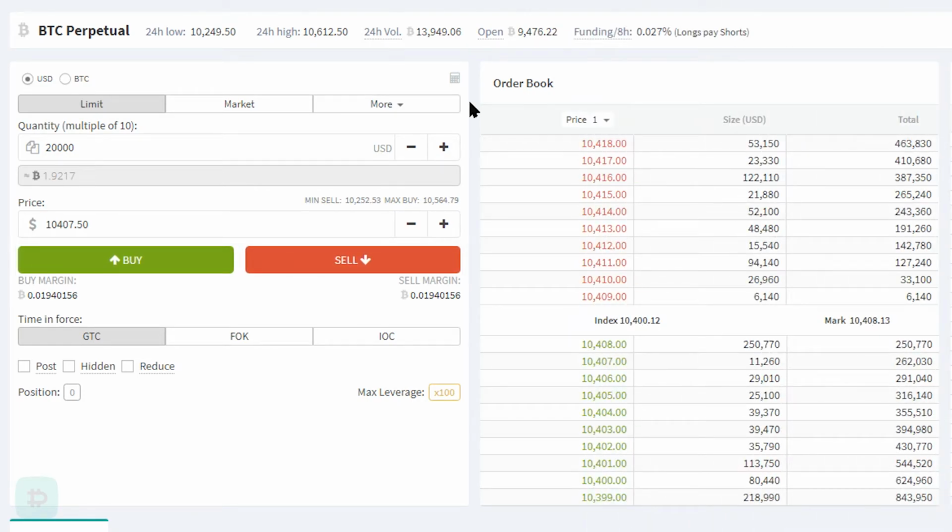The buy and sell buttons. You will notice underneath these buttons are the minimum margin requirements for placing each order. This is a minimum amount of available margin you need in your account to open a position.